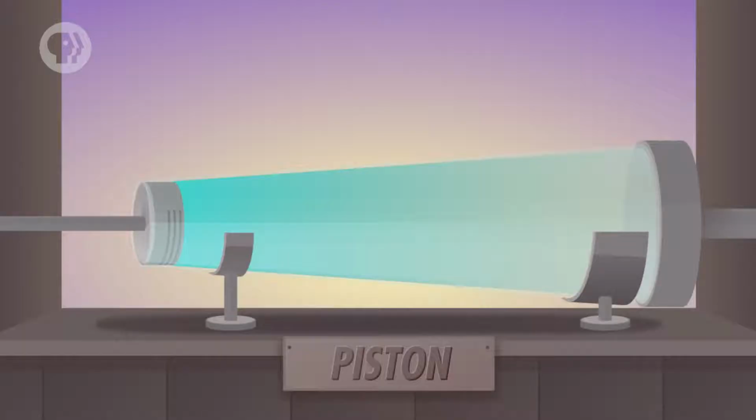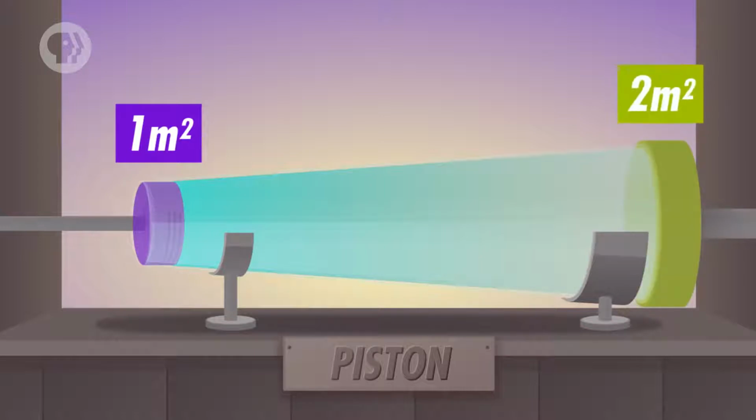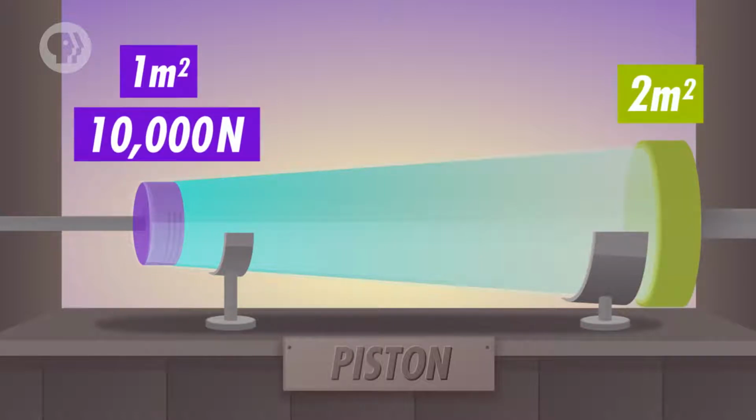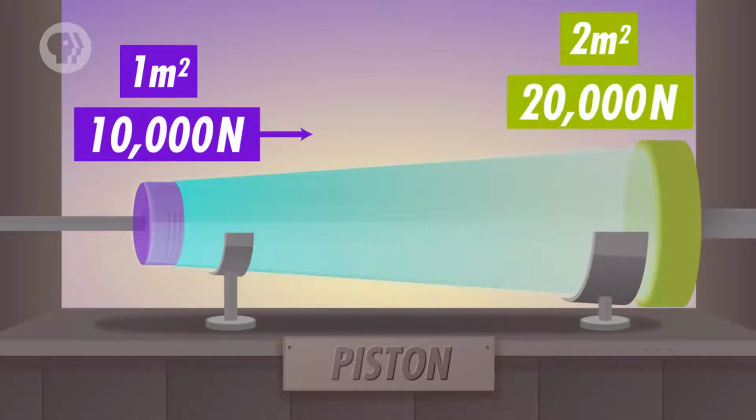So say you have another tube that's more of a cone shape, with a piston on the left side that has an area of 1 meter squared and one on the right that has an area of 2 meters squared. Again, you apply 10,000 pascals of pressure to the piston on the left side, meaning 10,000 newtons of force. But the piston on the right side has double the area. So for the pressures to be equal, the water has to apply double the force to the piston as you applied to the water. And so you end up with 20,000 newtons of force on the right side piston.